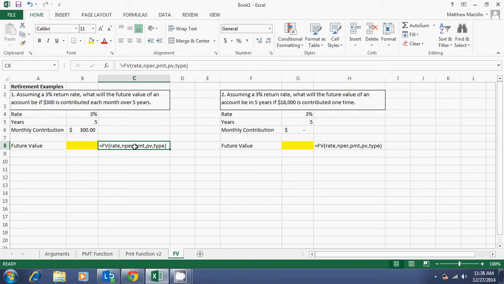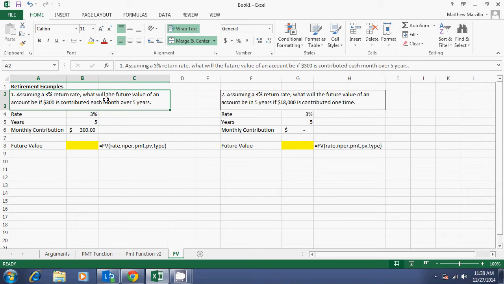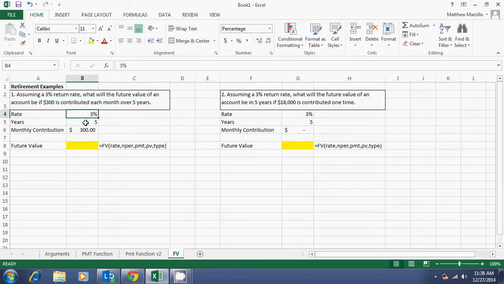And what we have here is two separate questions, right? So if you look up here, we have: assuming a 3% return rate, what will the future value of an account be if $300 is contributed each month over 5 years? So that's the rate of 3%, the number of years is 5, and our monthly contribution is $300.